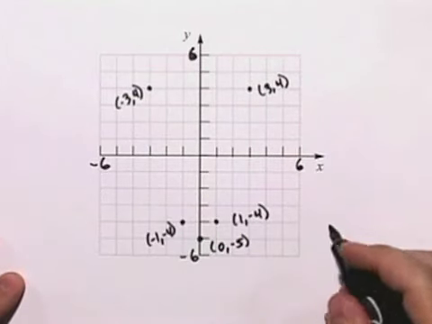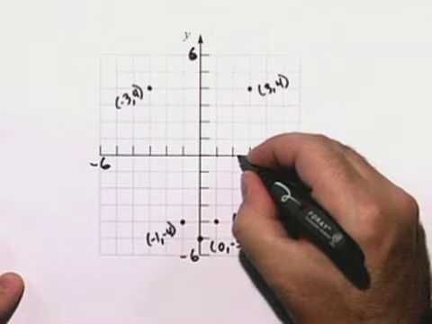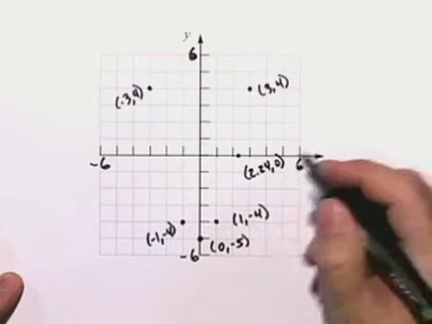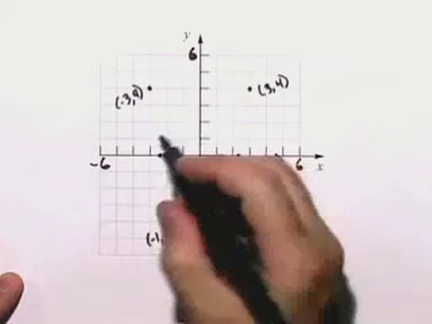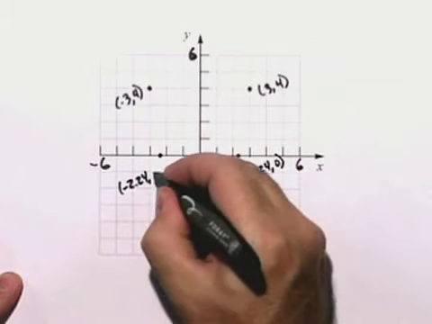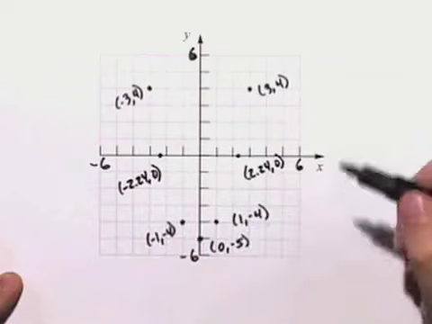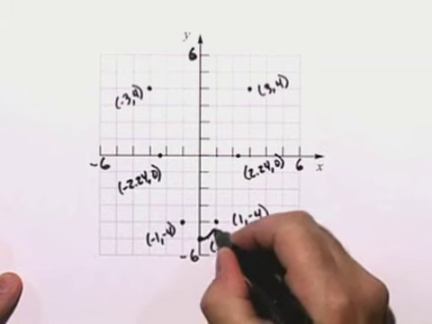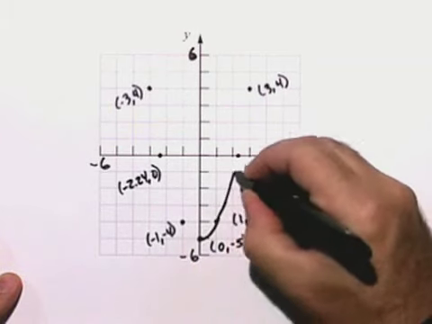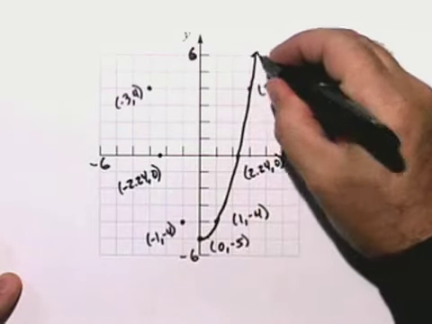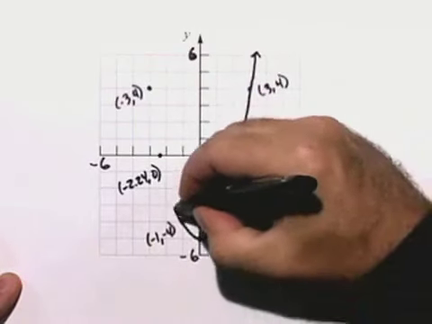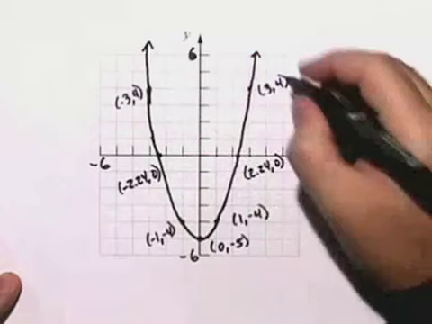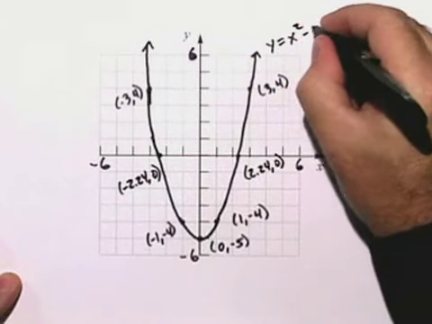And we also found two x-intercepts. Found an x-intercept at about 2.24, comma 0, and at -2.24. So with these 7 points, we're going to connect these with a smooth curve and extend the graph. And there we have the graph of y equals x squared minus 5.